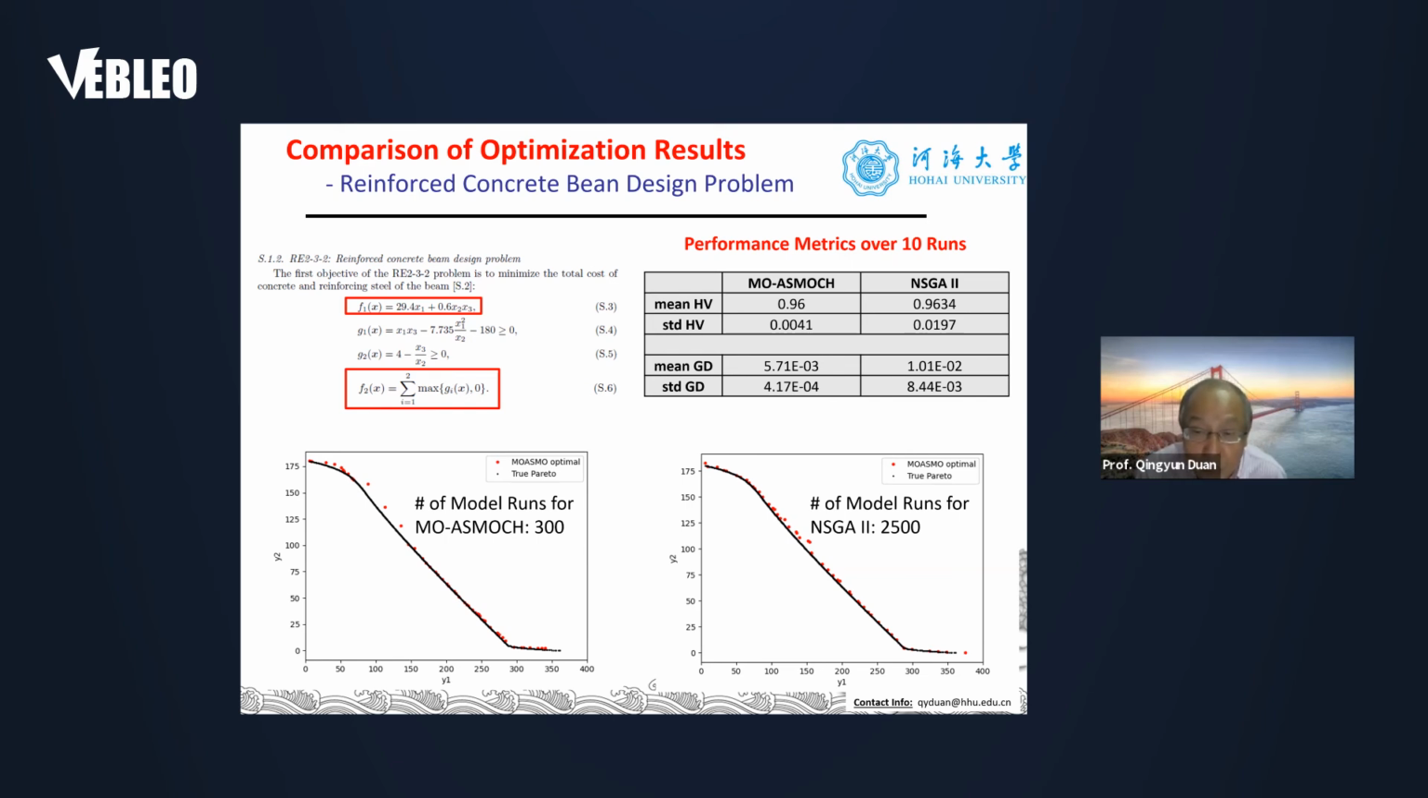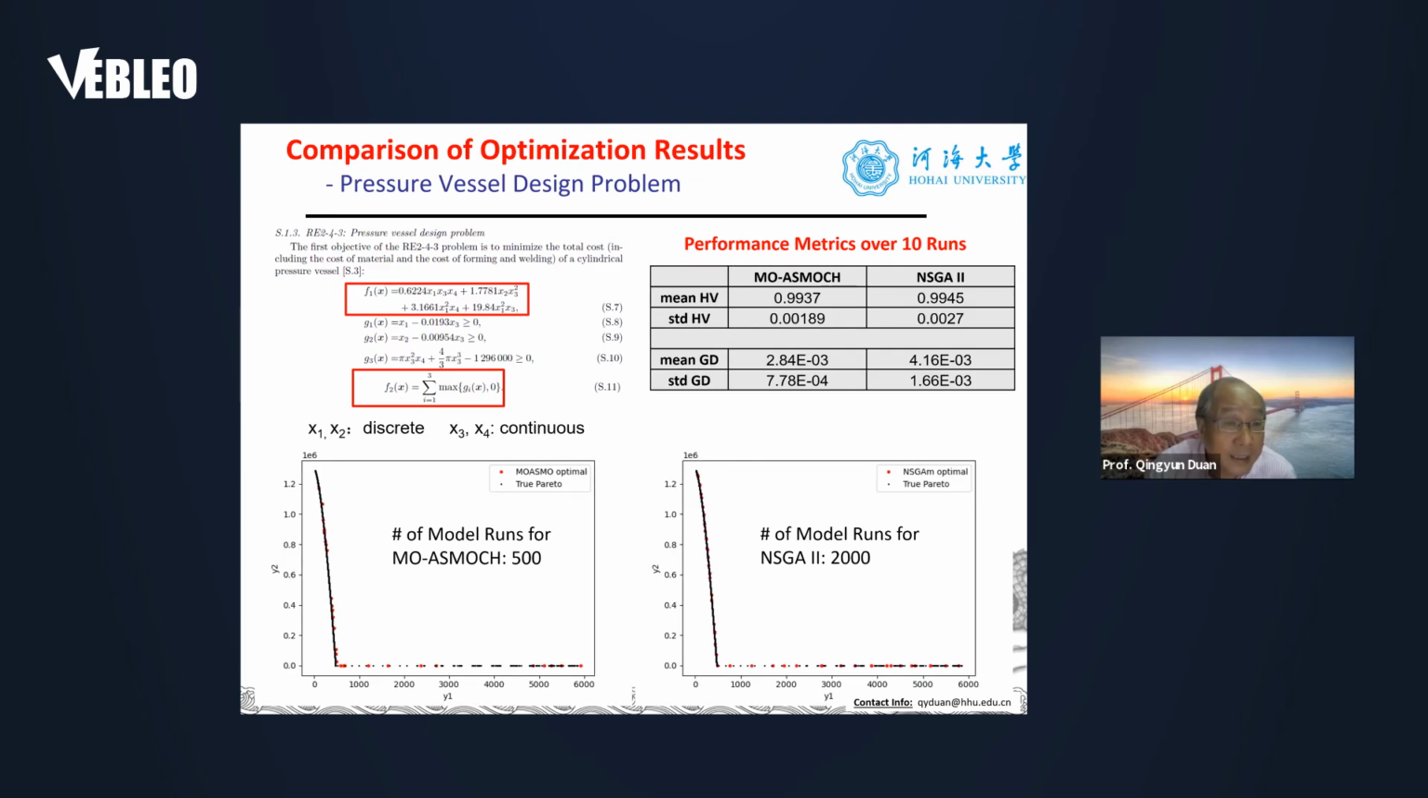NSGA solution. So you compare the two metrics. They have very similar metrics in terms of hypervolume and generational distance. And the difference is here: we use 300 model runs, here they use 2,500. So it's a saving of more than 8 times. And then the second example is the pressure vessel design problem.